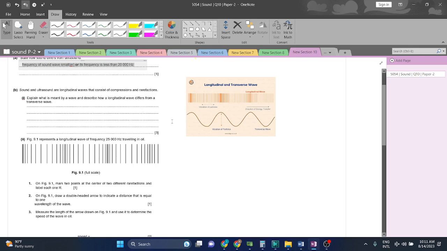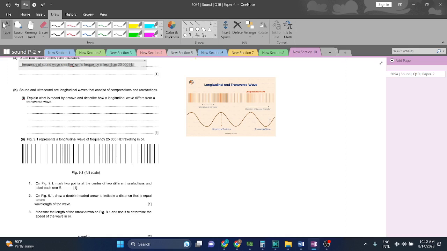State what is meant by a wave and describe how a longitudinal wave differs from a transverse wave. First, I'll tell you how a longitudinal wave differs from a transverse wave. In a longitudinal wave, the vibration of particles is parallel to the direction of energy, while on the other hand, in a transverse wave, the vibration of particles is perpendicular to the direction of energy. I'll repeat it once again. In longitudinal waves, the direction of energy is parallel to the vibration of particles, while in transverse waves, the vibration of particles is perpendicular to the direction of energy.